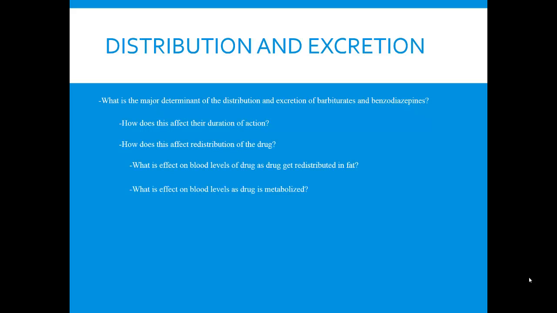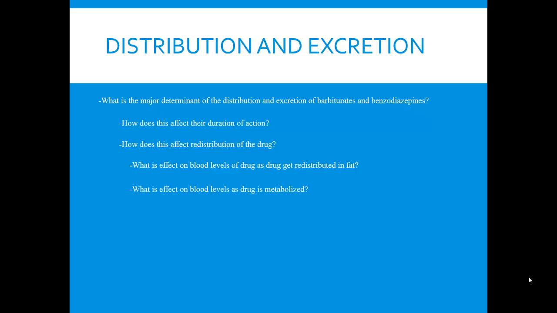Okay, so I've kind of skipped ahead a little bit. I mentioned that the drugs are so lipid soluble that they get redistributed into fatty areas of the body. Okay, and so when some of the drug gets redistributed into the fatty areas of the body, then obviously the blood levels of the drug are going to drop, because you've got some of the drug that is now in the fatty areas of the body. So that decreases the amount that's in the bloodstream, okay?